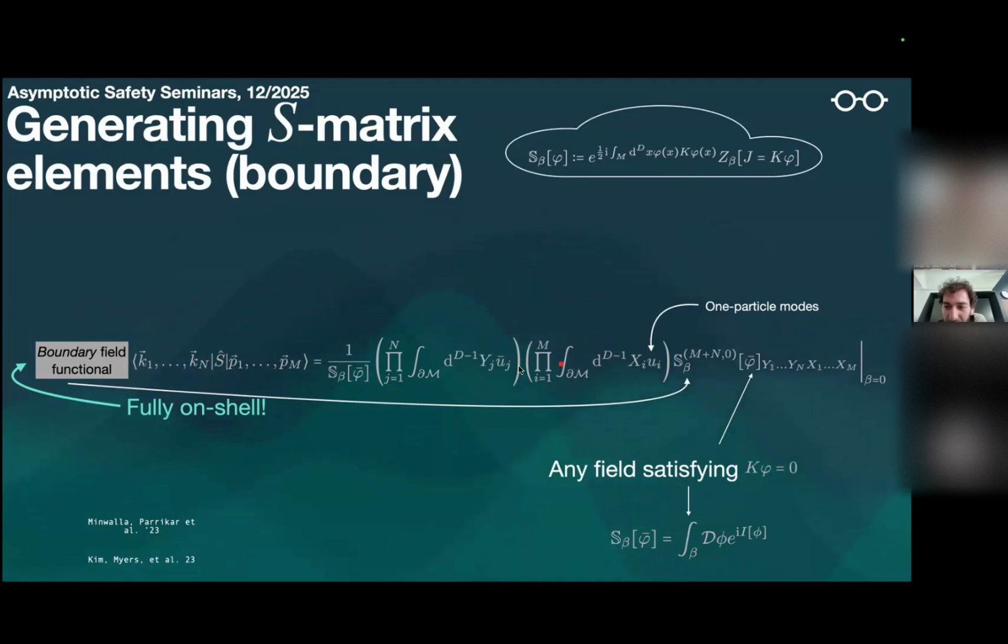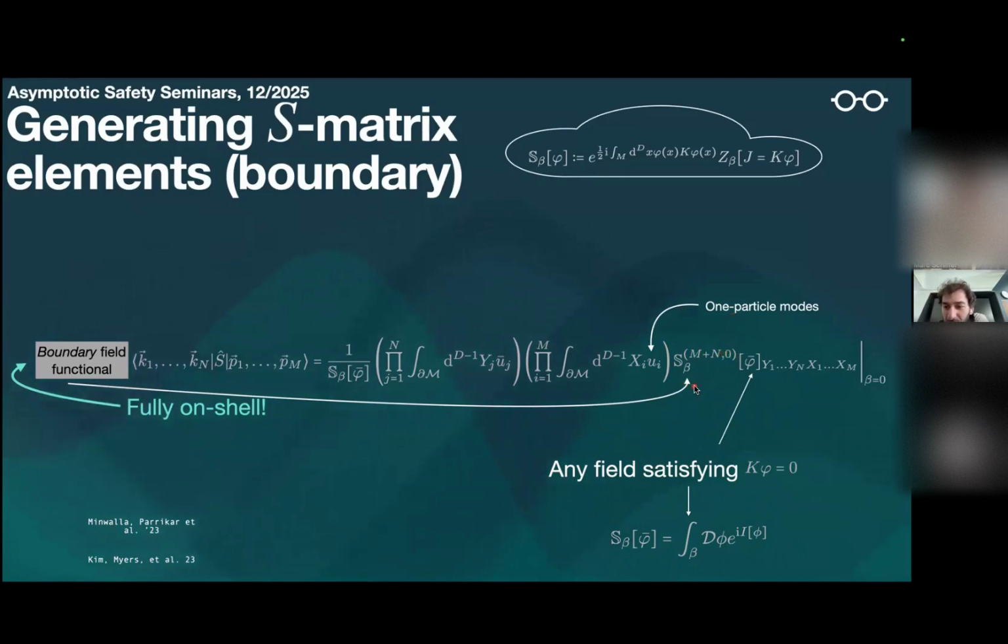The basic idea is that on the left-hand side, I have some S-matrix element with incoming momenta P and outgoing momenta K. And on the right-hand side, the most important part is this factor that I have in here. Here I have some superscript notation that indicates that, in the first entry, I take n plus n functional derivatives with respect to my boundary field beta, and 0 functional derivatives with respect to my bulk field varphi.